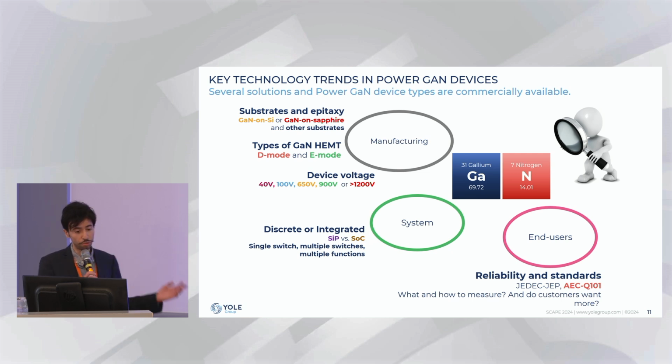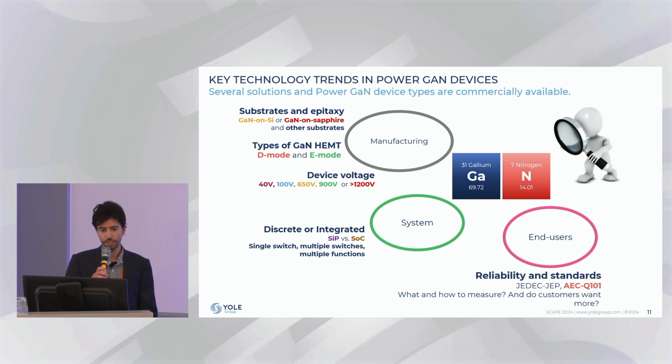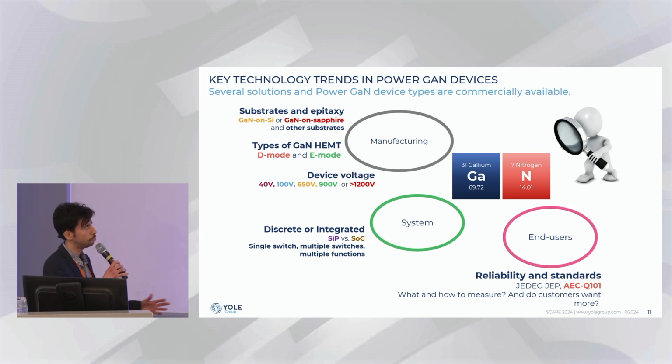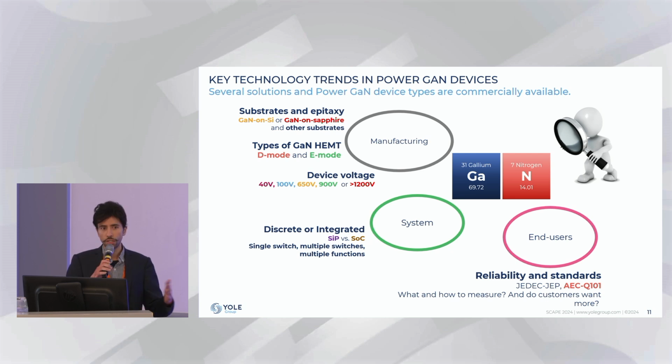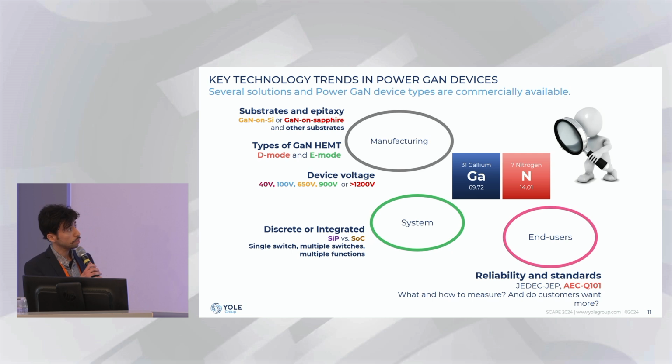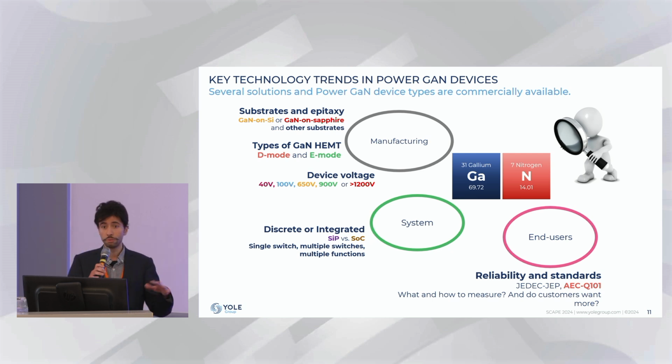From the substrate side, we have different types: silicon, sapphire, and also newer substrates like QST. There are different modes of functioning, D-mode and E-mode. We had discussions in the presentation yesterday about this as well. And also a wide range of device voltages, from 40 volts up to 1200 volts. Also packaging: we are talking about discrete or more integrated solutions like SiP or SoC as well.